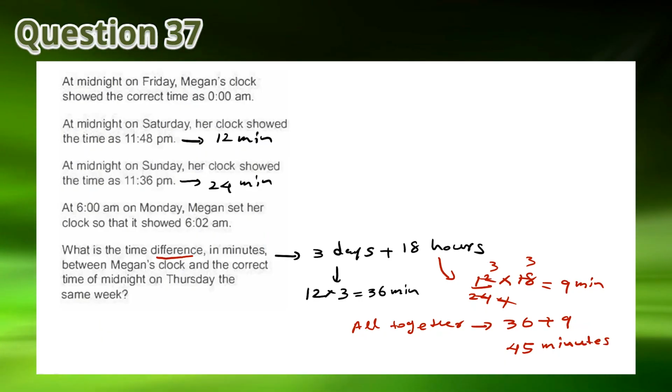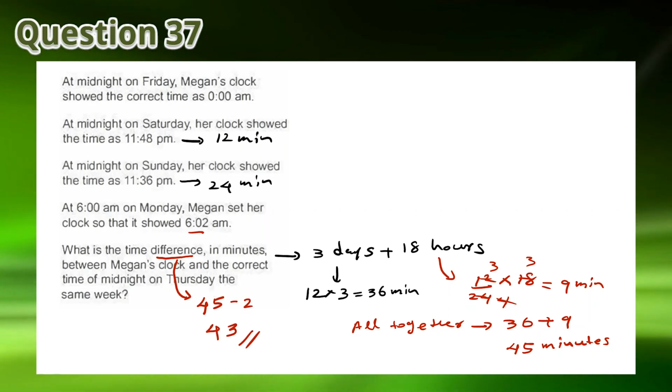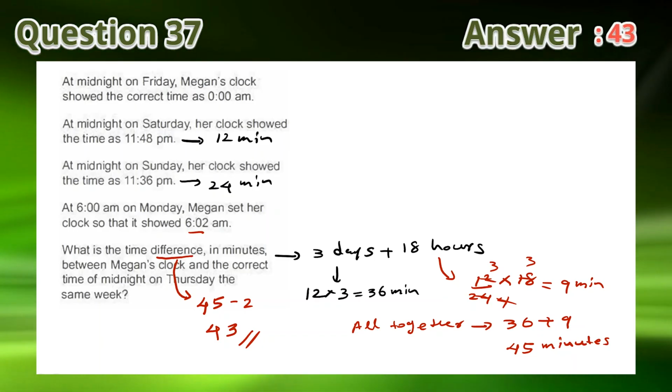However, the clock is set 2 minutes forward. So 45 minus 2 is 43 minutes. This means that the difference of the correct time on Thursday midnight and Megan's clock will be 43 minutes.